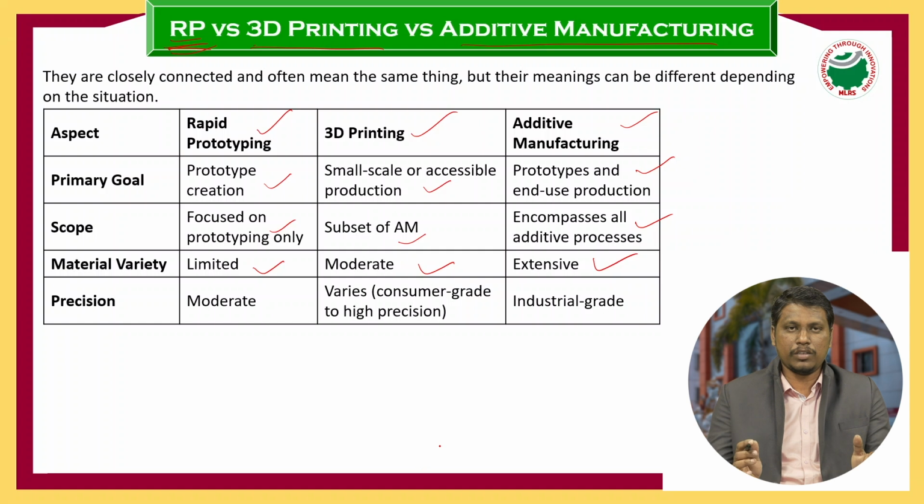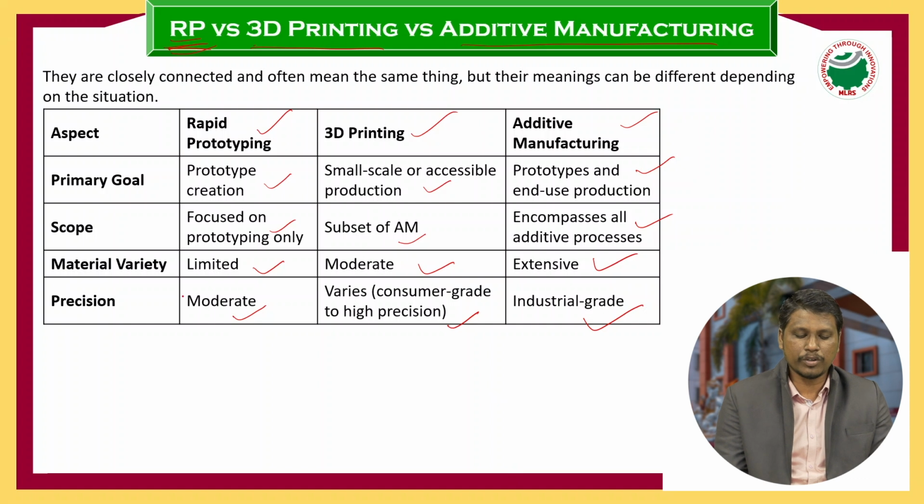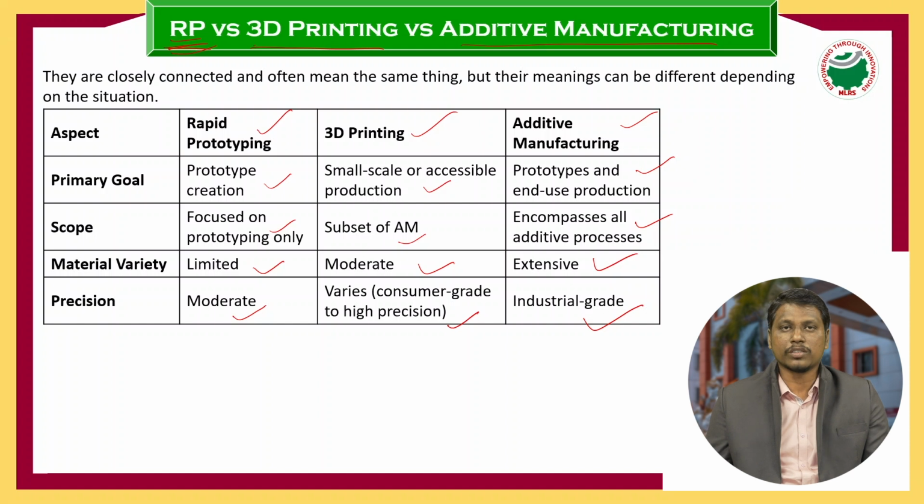Okay, for example, if you want to make a product using titanium or titanium alloy, you can do the product development using this additive manufacturing technology. Okay, so precision: moderate, and it varies from consumer grade to higher precision and industrial grade. So if I am going to make an engine product, it should meet industrial grade, otherwise I can't use it. So it should be done by additive manufacturing technology only, not for rapid prototyping, not for 3D printing also. So these are the main differences of the three different processes.